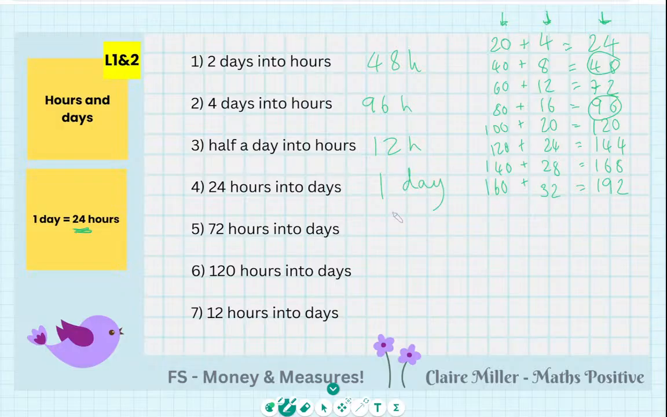We can also use it when we're going in the other direction, right? So 24 hours, that's one lot of 24. So it must be one day. 72 hours, that's 1, 2, 3 lots of 24. So it must be 3 days. 120 hours, ooh, that's 1, 2, 3, 4, 5 days. 12 hours, oh, that's less than a day. And we know 12 is half of 24. So we could say that's 0.5 days.